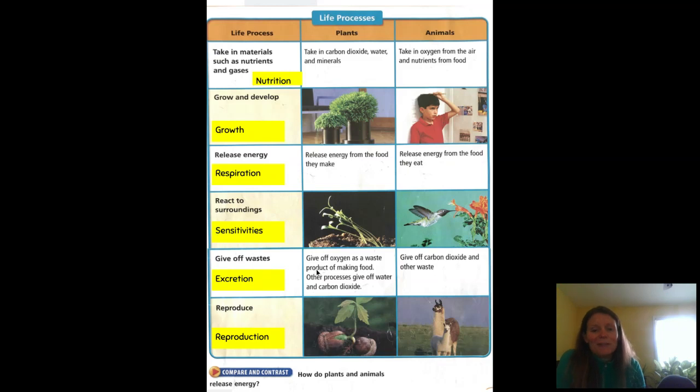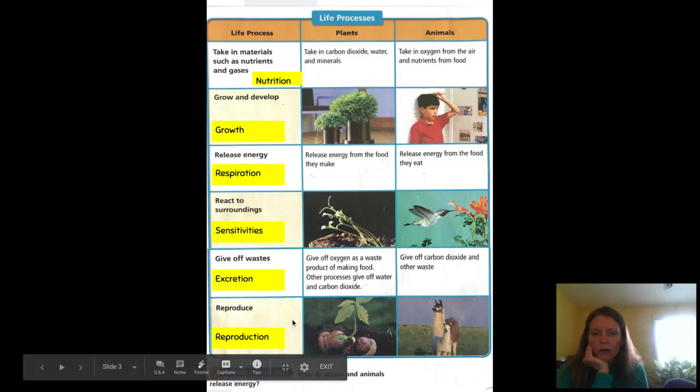Excretion. Not one that we really like to talk about too much, but this can be in many forms, giving off waste. For plants, they give off oxygen as waste, and that's a product of the making of their food. So their waste is oxygen, right? Other processes give off water and carbon dioxide, where when we're talking about an animal or human, we give off carbon dioxide. So out of our mouth, we breathe that gas out. That's our waste after we're done with the respiratory system. And then our other waste would be going to the bathroom, right? Another type of waste that you might think of is when you sweat, the excretion of sweat coming out of your pores.